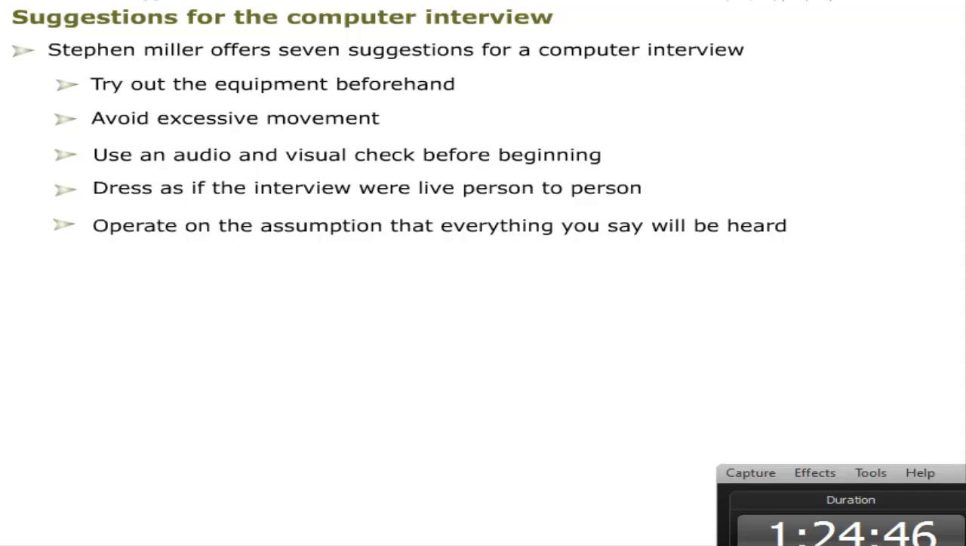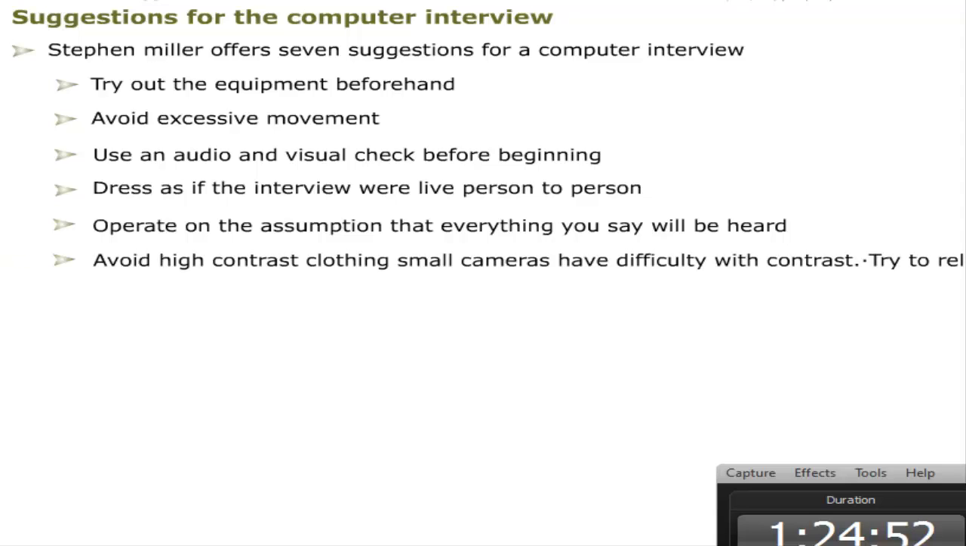Operate on the assumption that everything you say will be heard. Avoid high contrast clothing. Small cameras have difficulty with contrast. Try to relax. Successful negotiation.